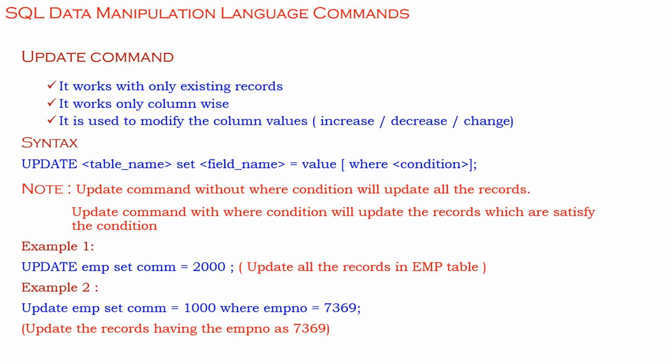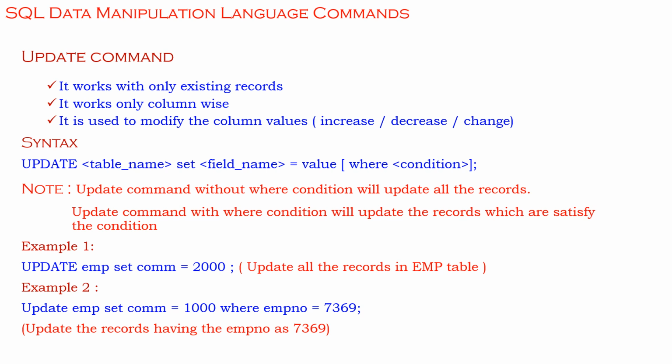You can see the syntax for that, and also some examples. Two examples are listed, showing how the update for the employee table is done. Example one: UPDATE emp SET com, that is the field, equal to 2000. It is going to be set in the particular table. What this example shows is that it updates all the records in the emp table with the value com equal to 2000.